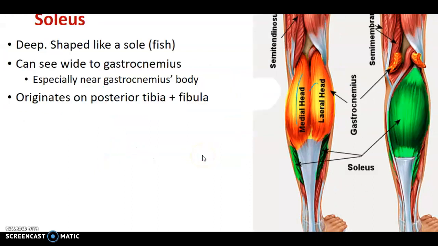The soleus is the deeper muscle. It looks like a sole, which is a flat fish. I will draw a sole for you. Its two eyes are actually on the top surface. There's a sole. Now I will draw a paramecium. There's my paramecium. I use the same picture over and over again, don't I? So it's deep. It looks like a fish called a sole. It is wider. It's near the body.